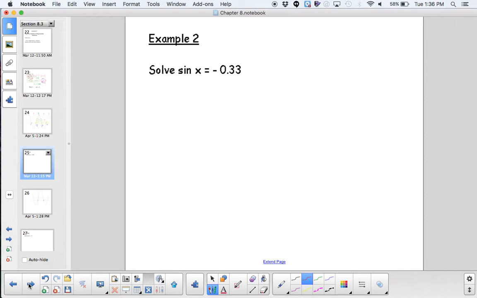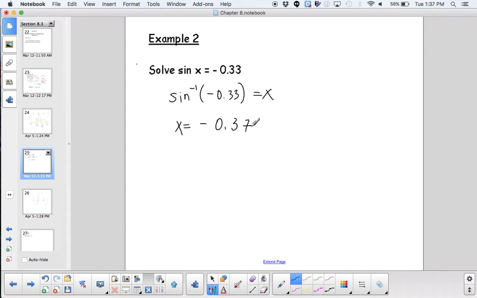Okay, and now we have sine x. This time we're looking at sine of x is equal to negative 0.33. In order to solve this one, we're going to need to use the arc sine, as we did with the cosine previously. So arc sine of negative 0.33 is going to be equal to x. And at this point, once again, we need to use our calculator because we know that negative 0.33 is not on our unit circle. When we plug that in our calculator, we get x is equal to negative 0.37, approximately.